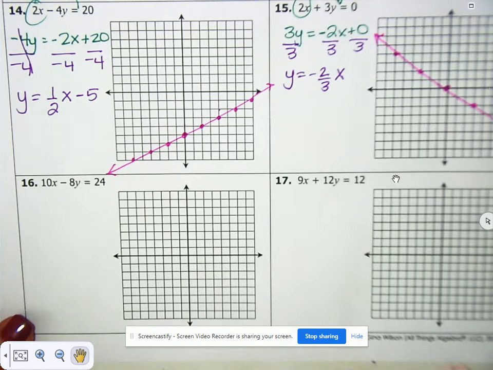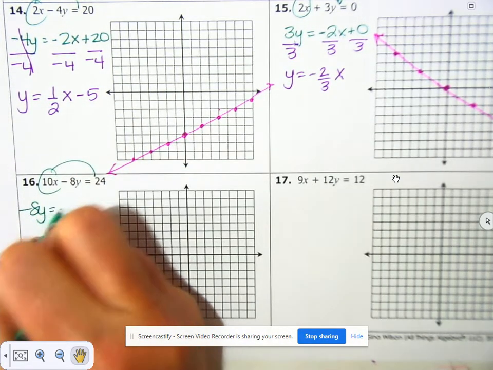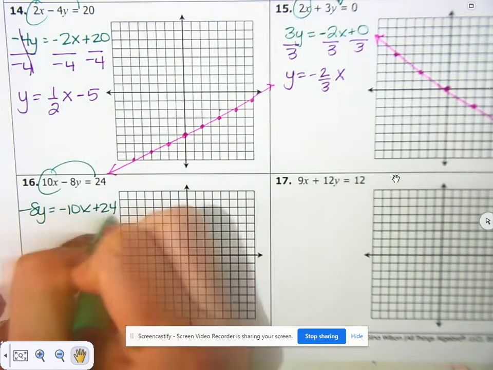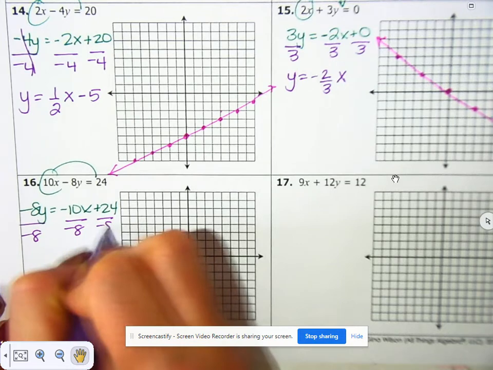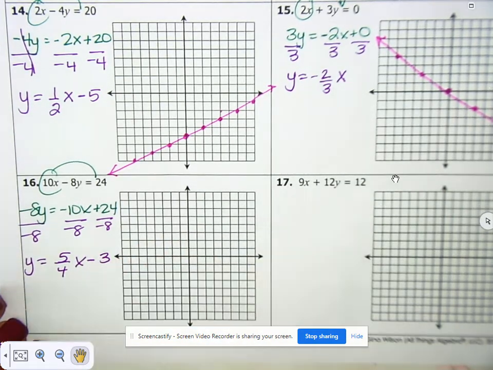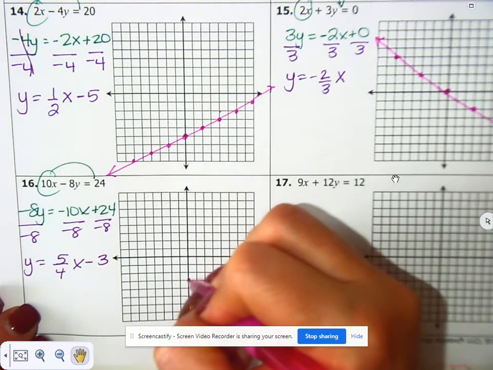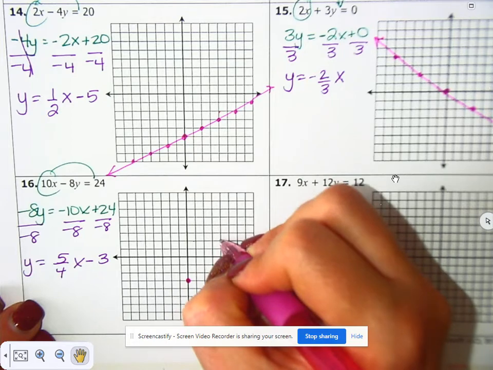All right, last 2. We did not do these in class at all. I stopped above here because I figured we had it by now. Make sure you do reduce your fractions. So we're going to start at -3 and we're going to go up 5 and right 4.